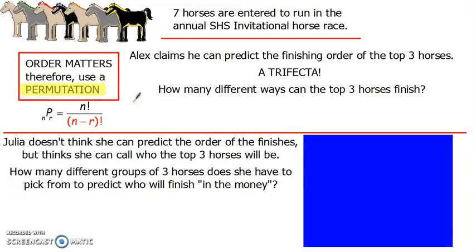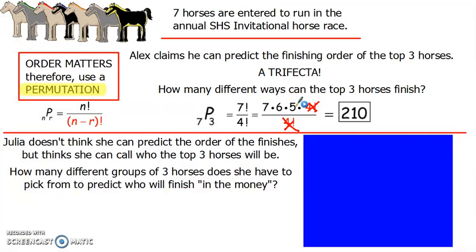Such as, when Alex claims he can predict the finishing order of the top 3 horses, how many different orders, essentially, can he finish those? Well, permutation will be 7P3, as in there are 7 horses, but we're going to pick 3 at a time. I only care about the top 3 finishers. So 7 factorial over 7 minus 3 would make 4 factorial on the bottom. And 7 factorial is 7, 6, 5, 4, 3, 2, 1. But remember that 4 factorial already has the 4, 3, 2, 1 on the bottom. So we can sort of cancel those away, right? Get rid of all that stuff. And basically 7 times 6 times 5 will end up giving us 210 possible finishes.